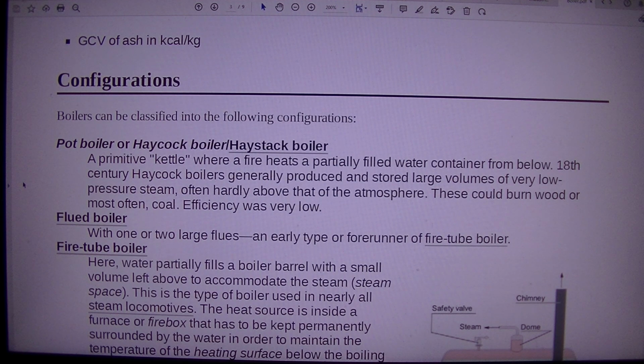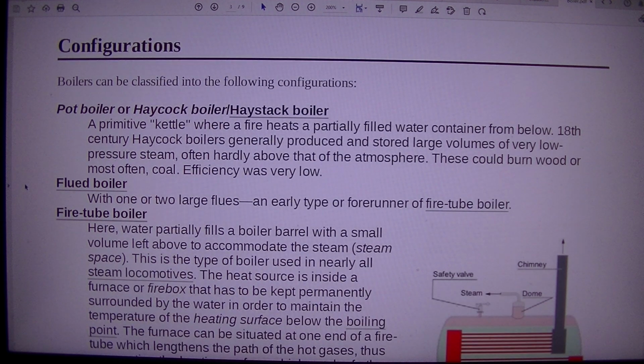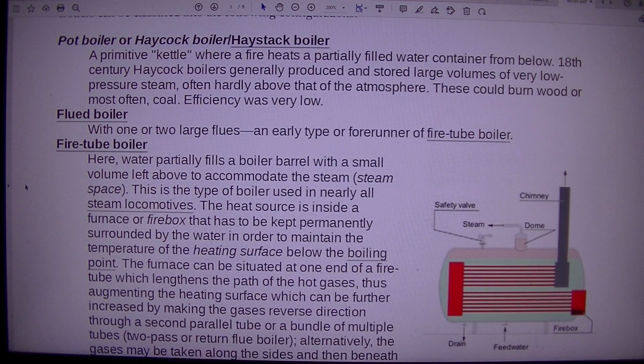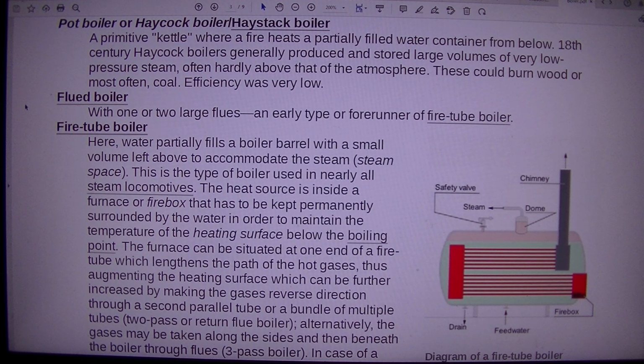Configurations. Boilers can be classified into the following configurations: pot boiler or haycock boiler / haystack boiler, a primitive kettle where a fire heats a partially filled water container from below. 18th century haycock boilers generally produced and stored large volumes of very low pressure steam, often hardly above that of the atmosphere. These could burn wood or, more often, coal. Efficiency was very low.